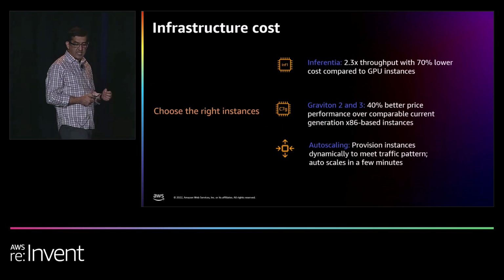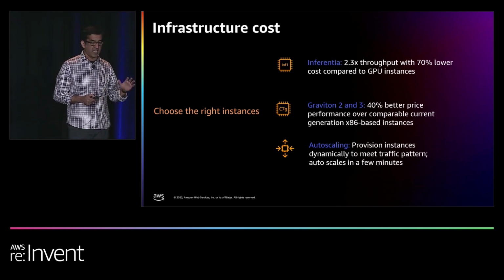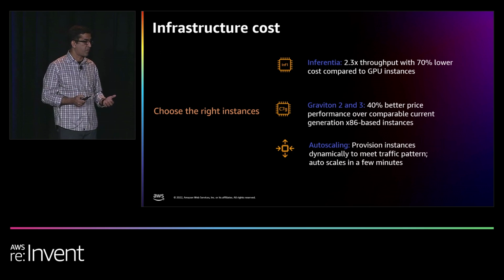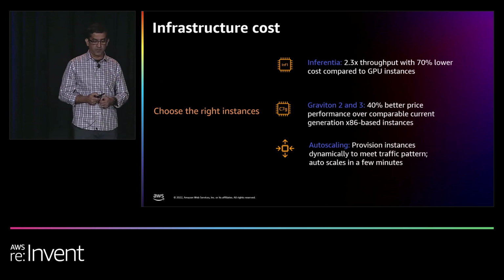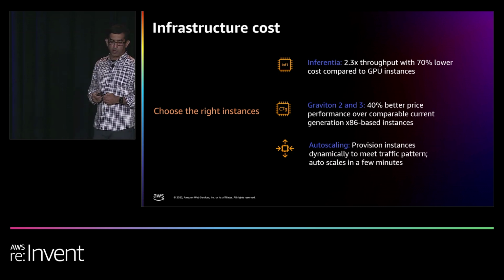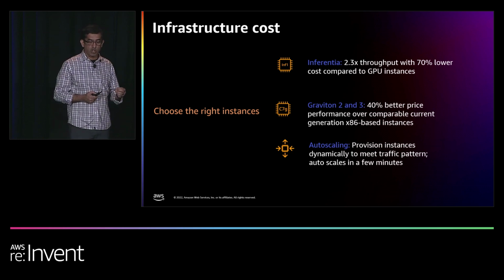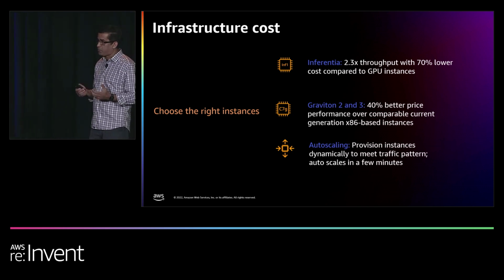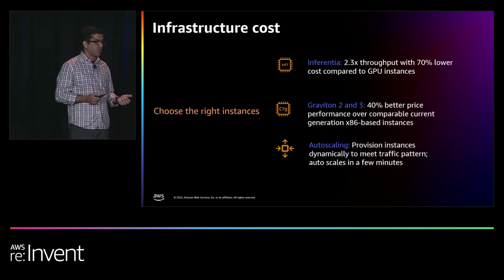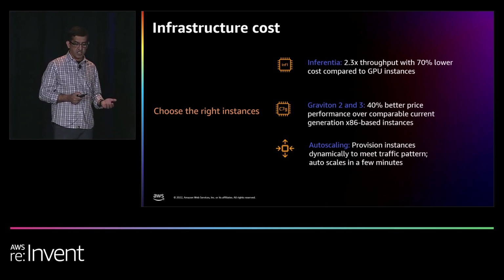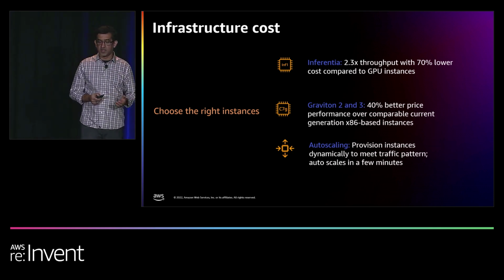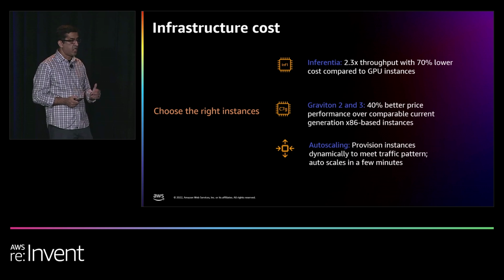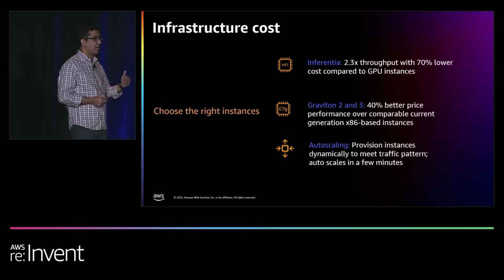Using SageMaker, you can easily minimize your infrastructure cost by choosing the right instance to deploy your machine learning models on. SageMaker offers you a choice of over 70 instances to host your models on, but here are some interesting options for you to consider. You can host your models on SageMaker using AWS Inferentia instances, and these instances offer 2x higher throughput with 70% lower costs. For models that are typically deployed on CPU-based instances, you may want to evaluate Graviton 2 or Graviton 3-based instances on SageMaker. These instances offer up to 40% better price performance than comparable generation of x86-based instances. And it's always a good practice to set up auto-scaling so that SageMaker can provision and deprovision instances based on your traffic.